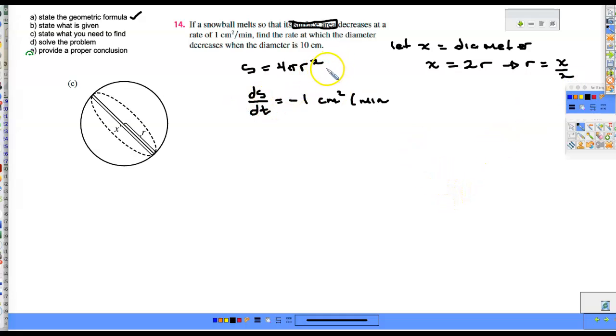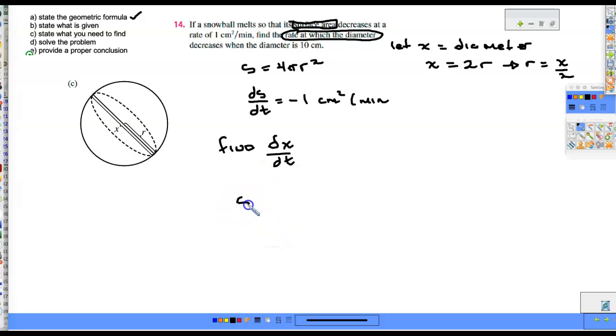So that's going to be important in our formula here, because now what this is asking is to find the rate at which the diameter changes. So what they're asking us to find is dx/dt. That's what they're asking us to find.